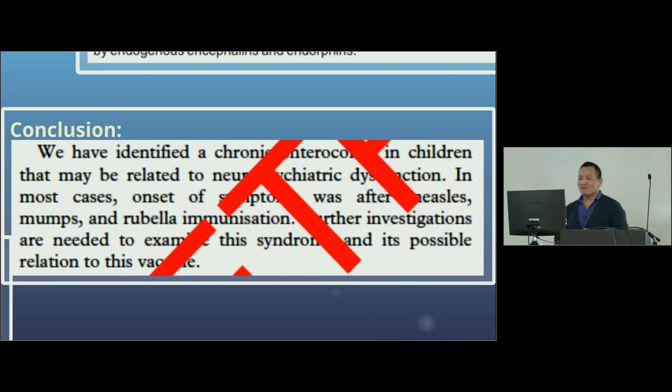So, in conclusion, we have identified a chronic enterocolitis in children that may be related to neuropsychiatric dysfunction. In most cases, onset of the symptoms was after measles, mumps, and rubella vaccine immunization. I want to stress that. Okay? So, again, as we talked about, is it by chance, or is there a causality in this process? Now, he did say that further investigations are needed to examine these symptoms as a possible relation to this vaccine. So there's some doubt in that hypothesis, and he suggested that we need a bigger study, which is fine.